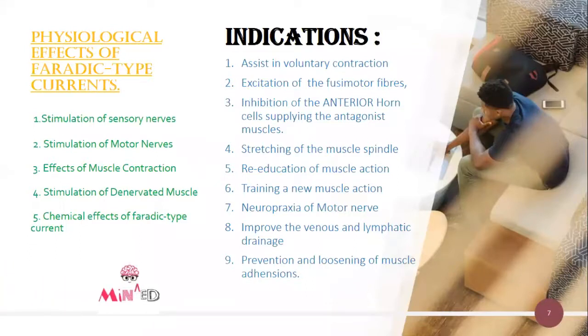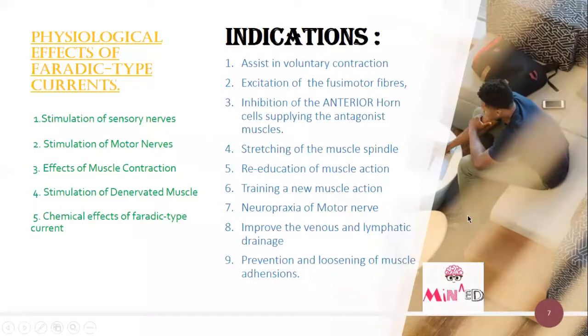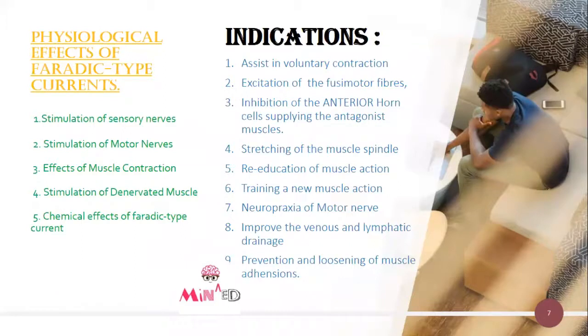Training of a new muscle action. If we want to train a new muscle action after a stroke or any type of injury, we can add the stimulation of the Faraday type current. In the case of neuropraxia, we can also use the stimulation for the neuropraxia of the motor nerve. What is neuropraxia? Neuropraxia is the injury of the nerve in case of any injury or burn injury or any type of accident. Okay.